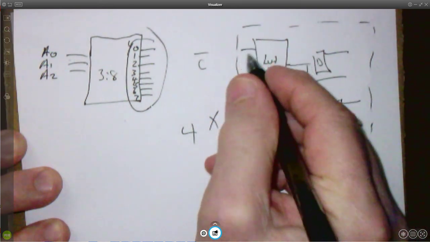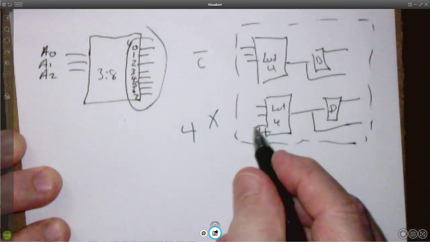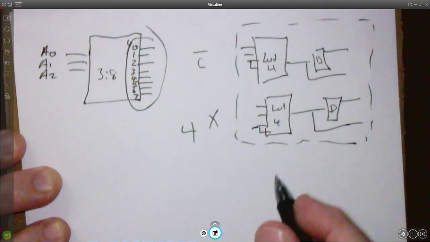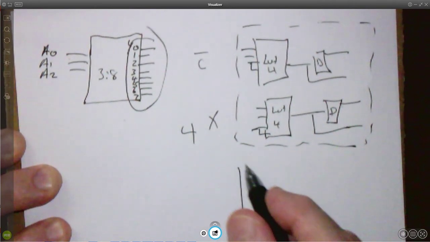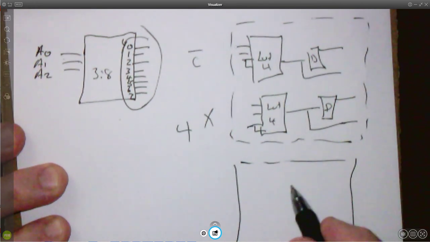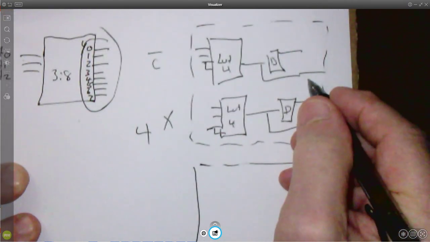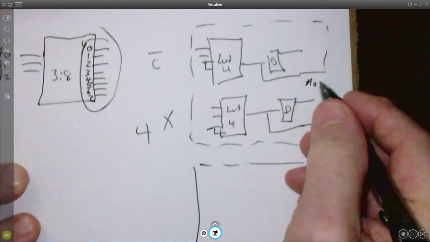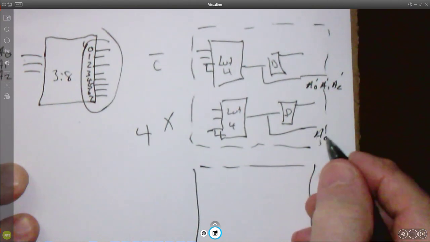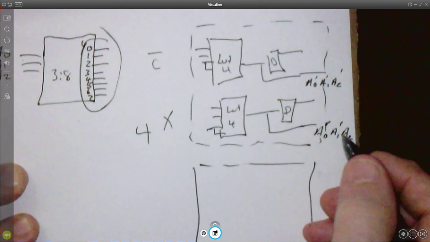You just put in your three lines into your LUT4. You can double one of the lines in, or you can tie one of them high, whatever you want to do. And so then if you have four of these, then you just program this one to generate an output on A0 prime, A1 prime, A2 prime. And this one you set up for A0 prime, A1 prime, and A2.